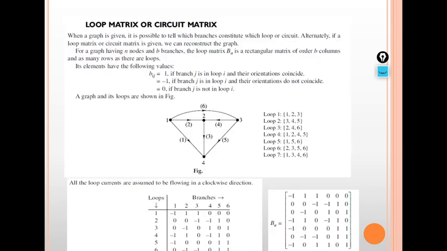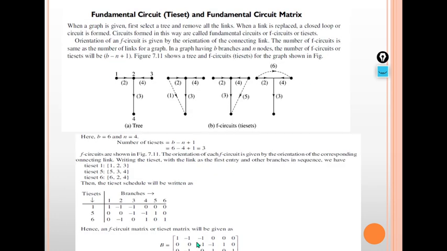So here you have seen how to find the loop matrix. What did you take? You took the total graph, and here you took a clockwise direction. The loop direction is the clockwise direction, right? And based on this you designed your matrix. But here, what are you taking? You are taking a tree, and you are making a closed loop to find the tie set. So you are getting 3 tie sets, right?